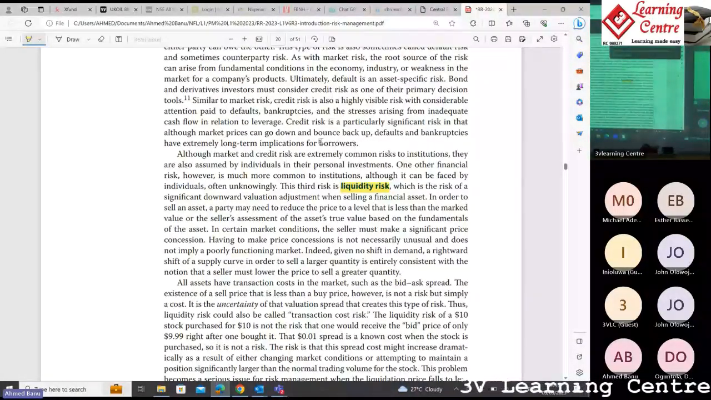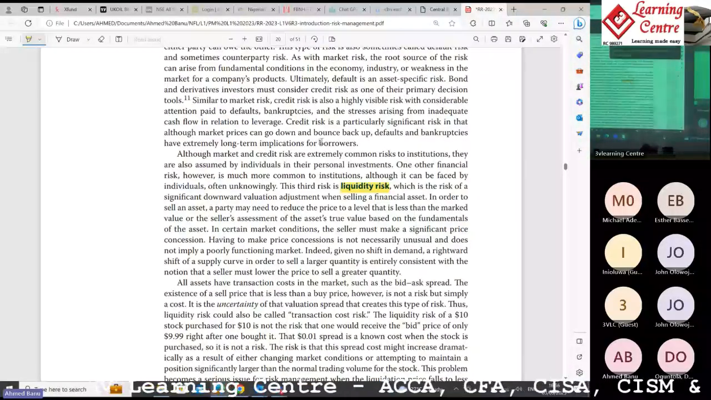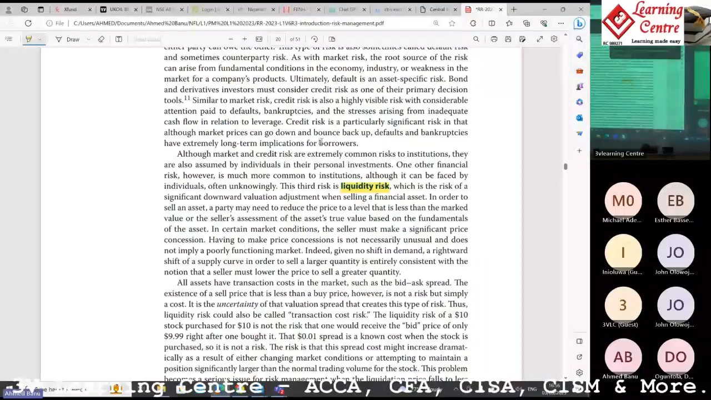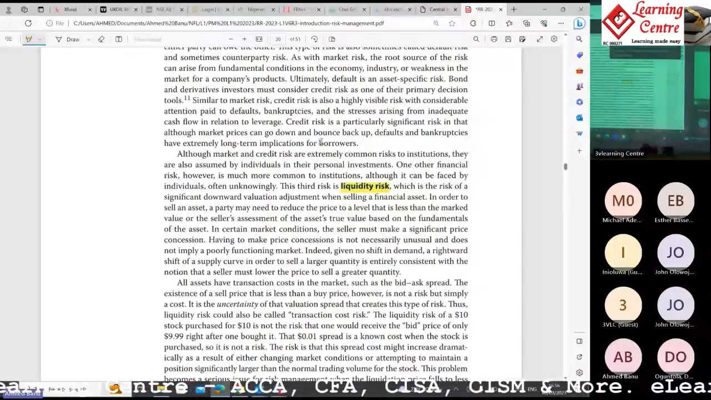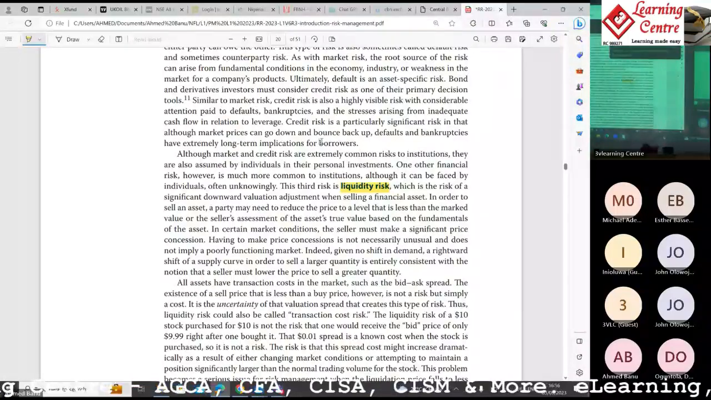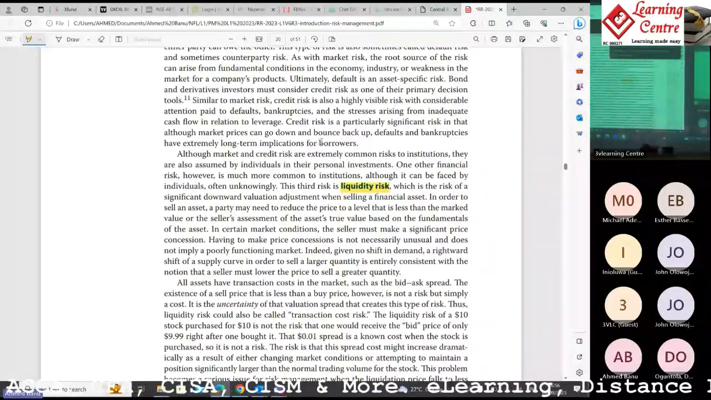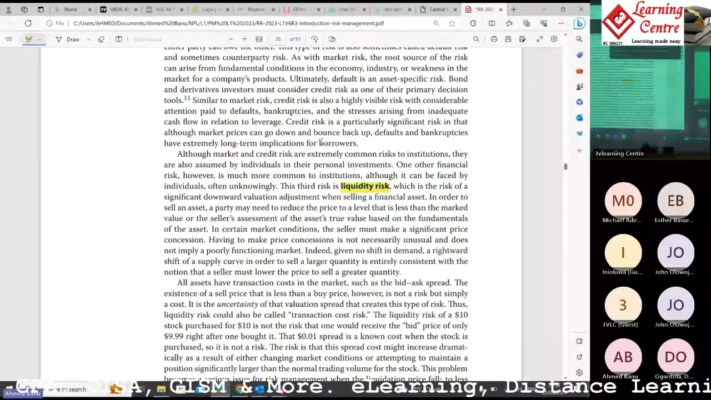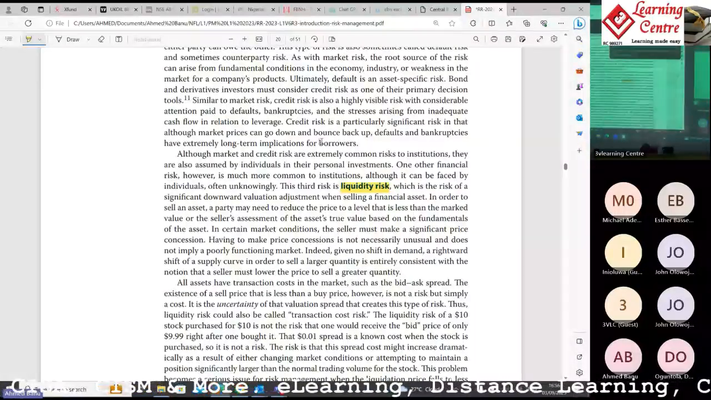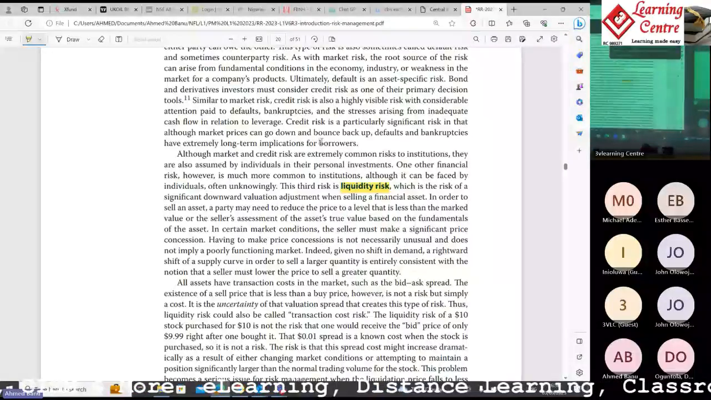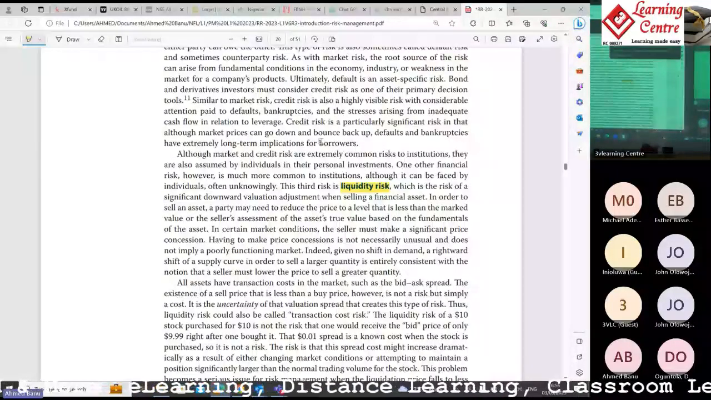Inability to convert your assets to cash. That's liquidity risk. So the fact that you have bought an asset, and anytime you want to turn it to cash, you must always get a haircut, meaning that there must always be a discount, or a charge, or a loss in value as a result of your investment. So that's liquidity risk.